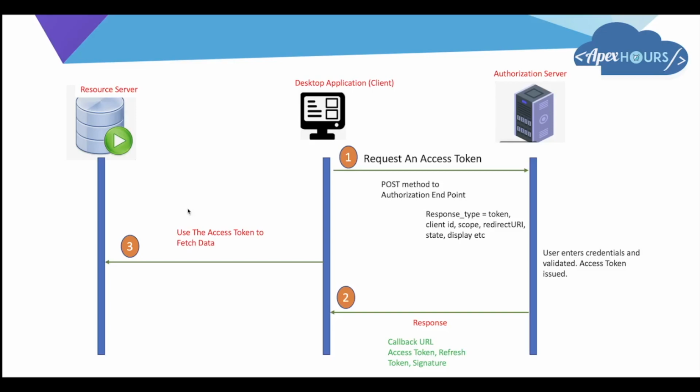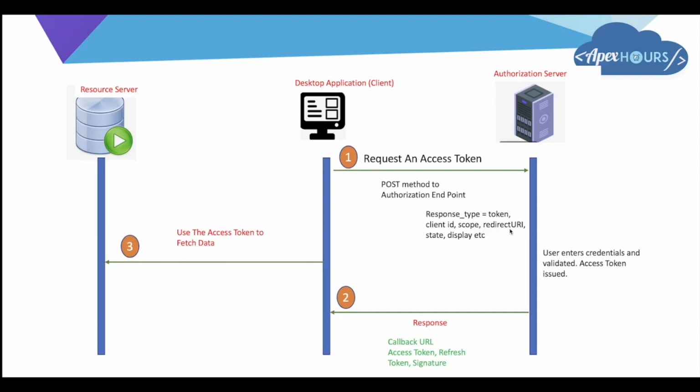Now let's see what happens. The first step, if you see here, is that from the desktop application, the user requests an access token, and it reaches the authorization server. So basically it's a GET method, not a POST. The GET method is made to the authorization endpoint, where the response type is token. We provide the client ID. We give the scope. This scope is the same scope which you give in the connected app. It could be less than that, but it could not be more than that.